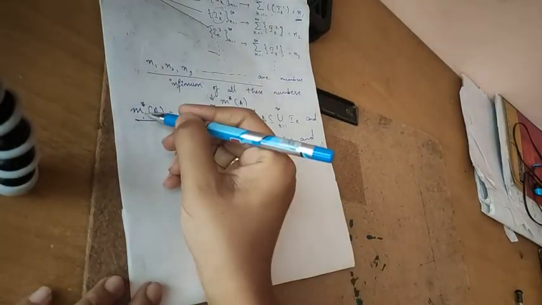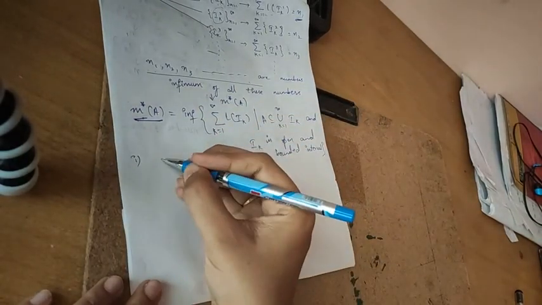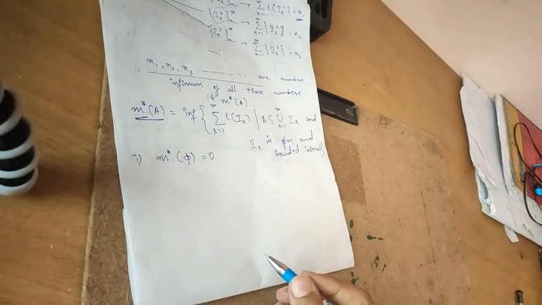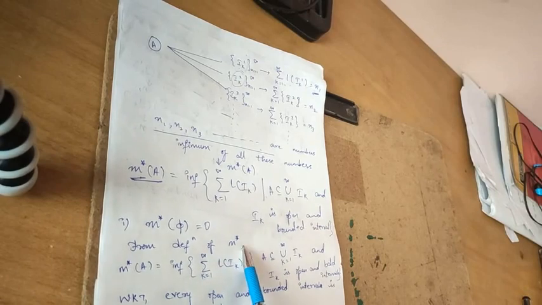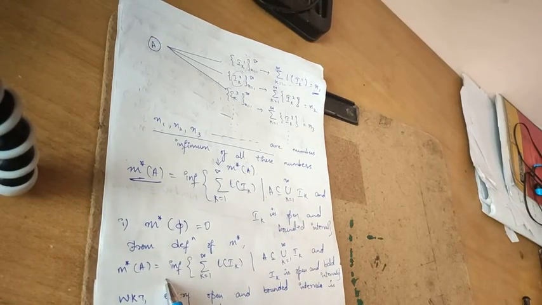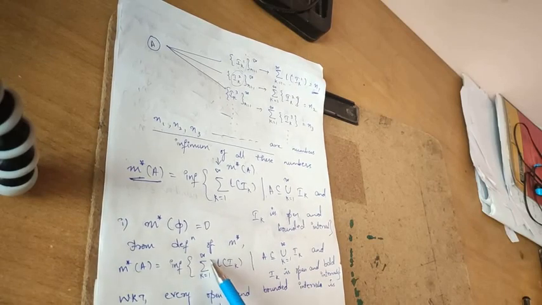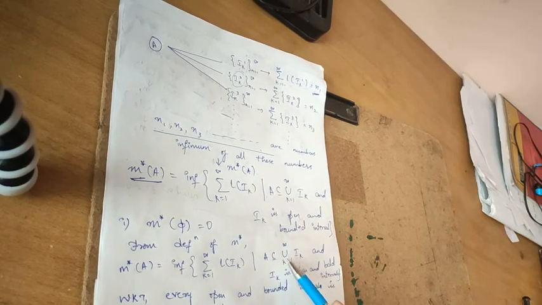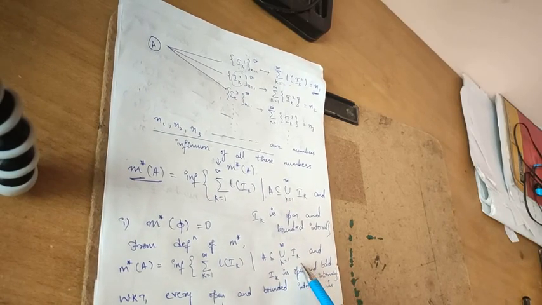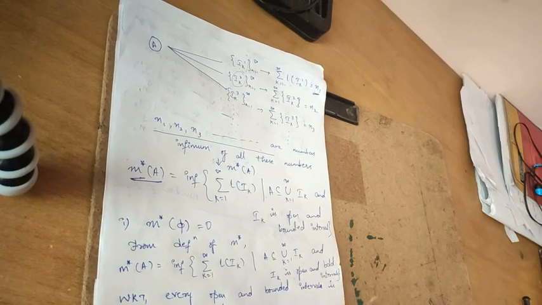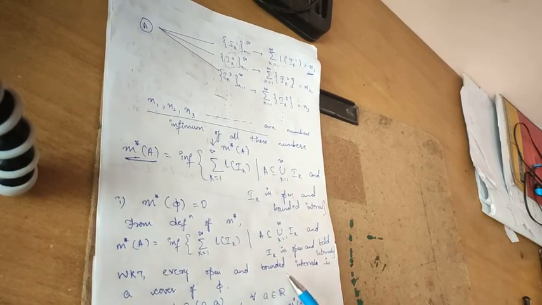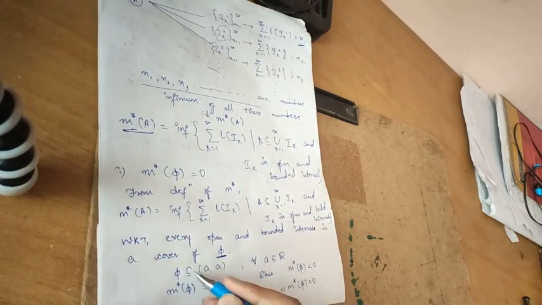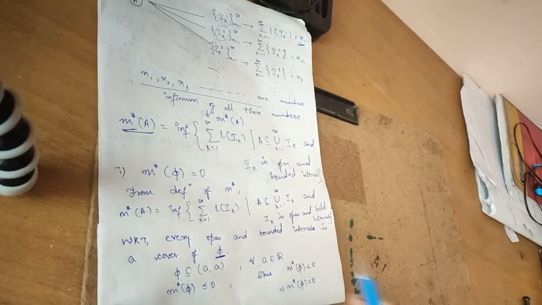Now m star has some properties. The first property is m star of phi is 0. From the definition of m star, I can write m star of A is the infimum of the summation over k equal to 1 to infinity of length of I_k, where A is a subset of the union of I_k, in which I_k is an open and bounded interval. We know that every open and bounded interval is a cover of phi. So I can write phi is a subset of (a, a) for all a belonging to R.